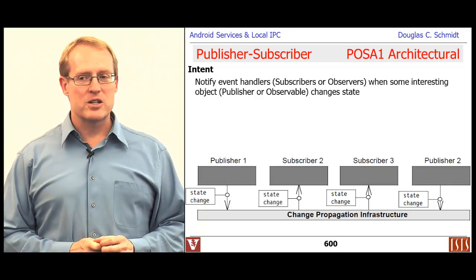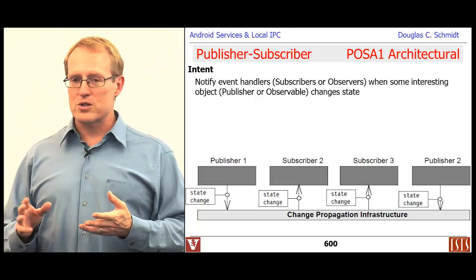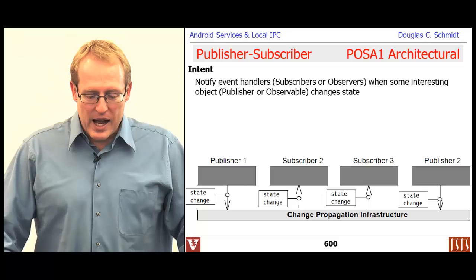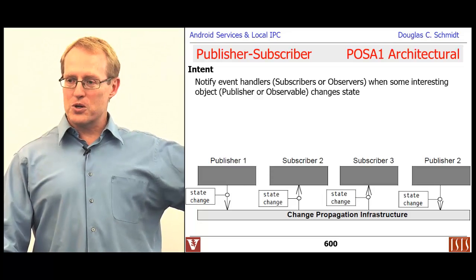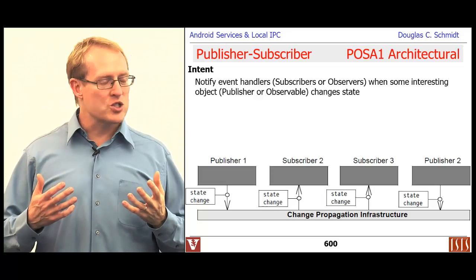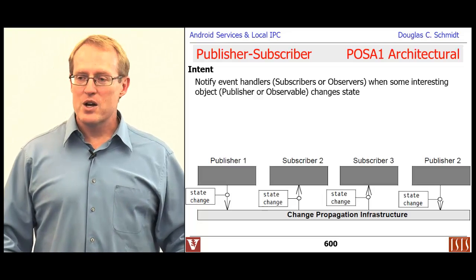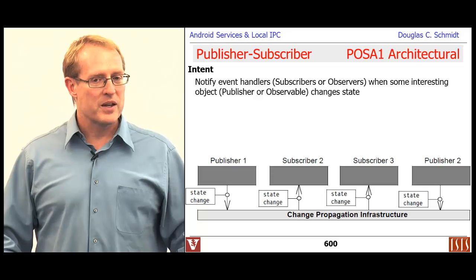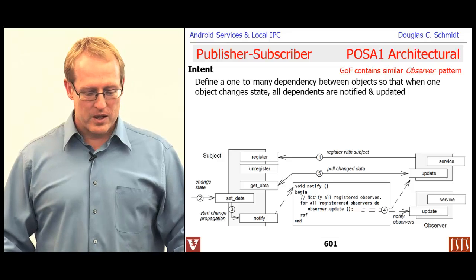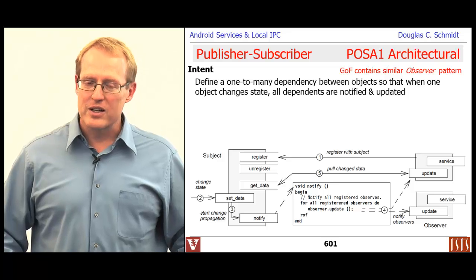And the intent of this pattern is to notify event handlers, which could be subscribers or observers or broadcast receivers or whatever you want to call them, when something interesting happens based on publishers or observables or subjects or whatever you want to call these things. When somebody's state changes, when something evolves, like the battery becomes low or someone notices the battery becomes low. So when an interesting state change occurs, you want to be able to notify interested subscribers that something has taken place.